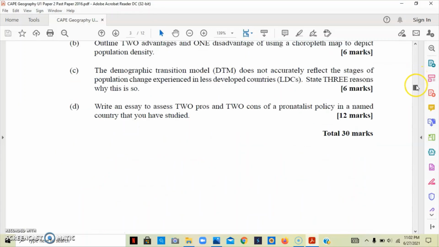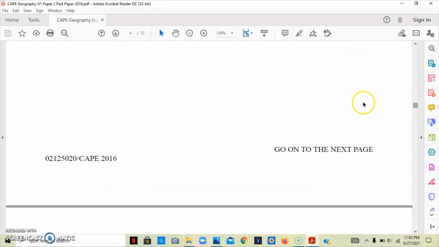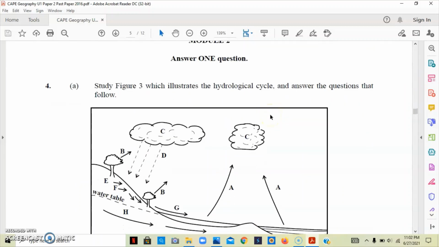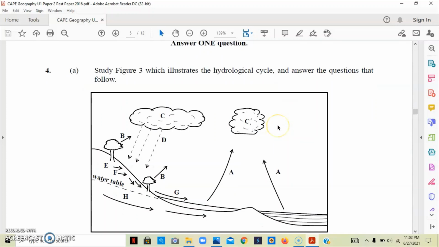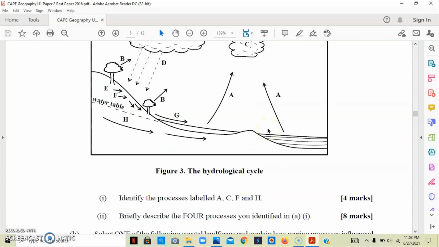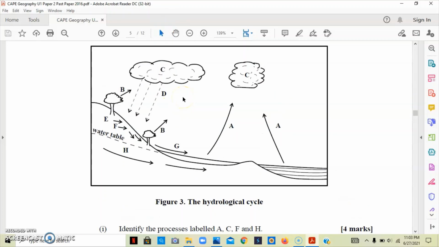Now question 4 looks at module 2, and module 2 is the one that looks at the hydrological cycle, rivers, the coast, and the limestone environment. So question 4 shows an illustration of the hydrological cycle, and we're to answer the questions that follow. Part 1 asks us to identify the processes labeled A, C, F, and H. Let's look at the illustration.